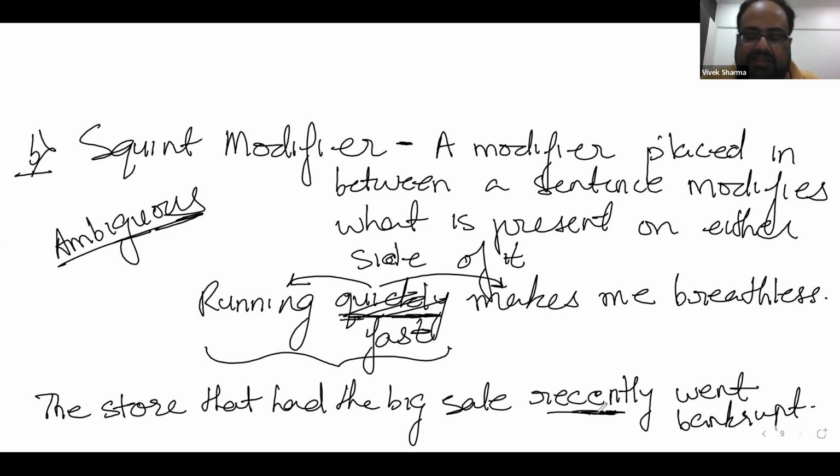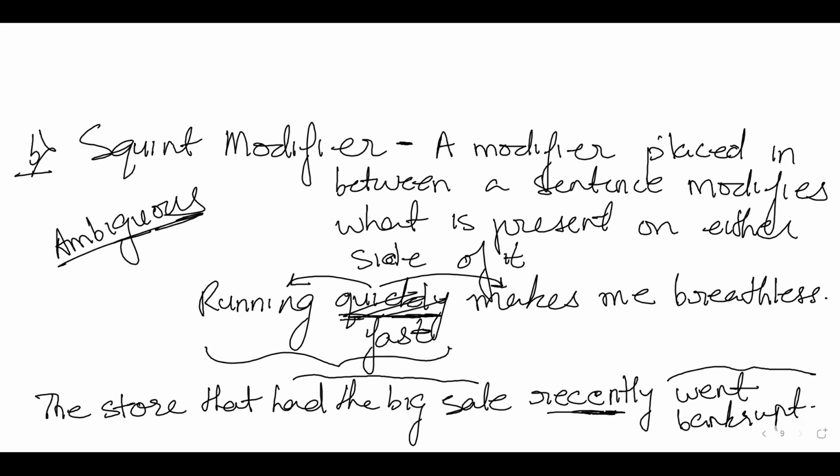Because right now the word recently is placed next to went bankrupt, and it is also placed next to had the big sale. So the problem in the given sentence is that I cannot be sure what has happened recently. Does it refer to the sale happening recently or does it refer to recently going bankrupt? So that is where again there is ambiguity because the word recently is modifying on both the sides.